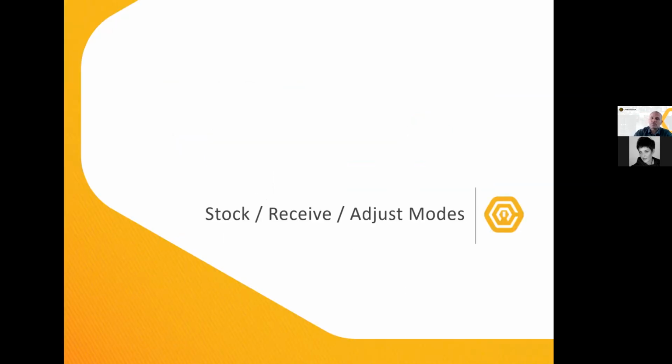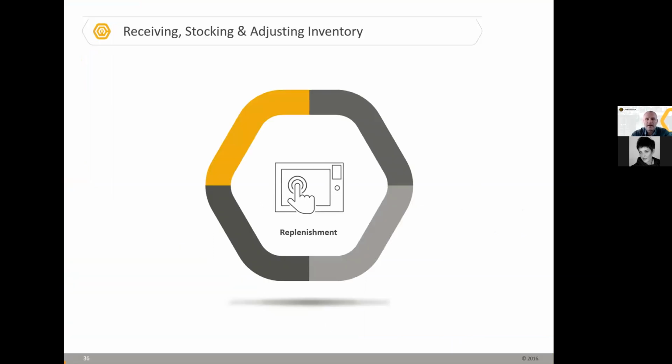Then for distributors, remember what we saw just before, we have the stock, receive and adjust modes, three different possibilities that we can somehow replenish the machines, maintain the stock levels, and check if the bins have the right quantity needed to have at their disposition. So these are the three main modes used by the distributors, those who need to replenish the machine. So it's about the replenishment process.